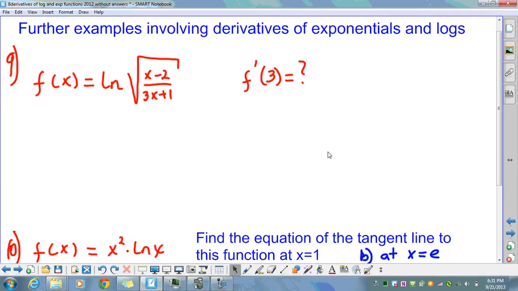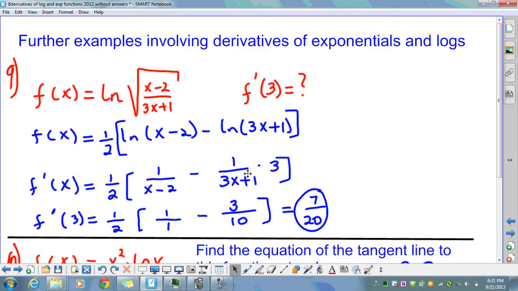The hint, once again, is to simplify the natural log function first before you start differentiating it, because otherwise it's going to be very messy. Otherwise you have to use the quotient rule, and you also have to use the chain rule with this 1/2 power on the outside of everything. It would be so much easier to simplify it first. So try it and come back to check out the solution.